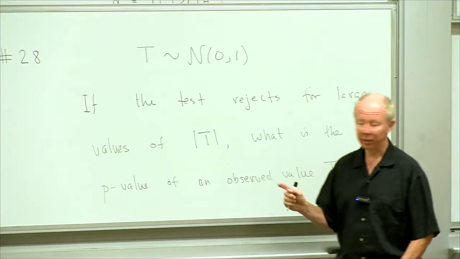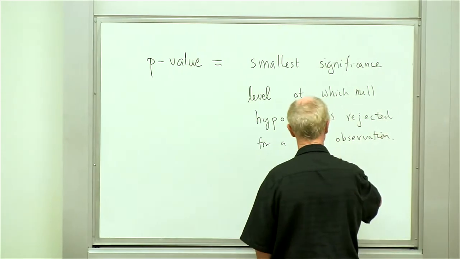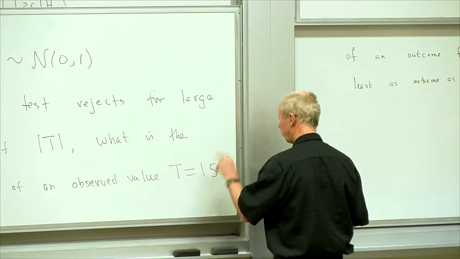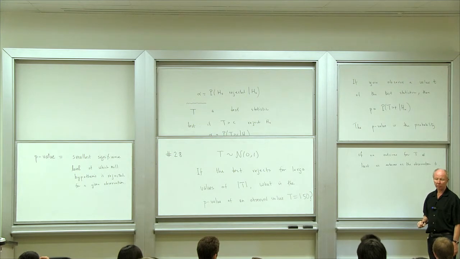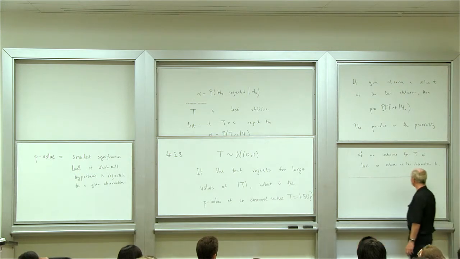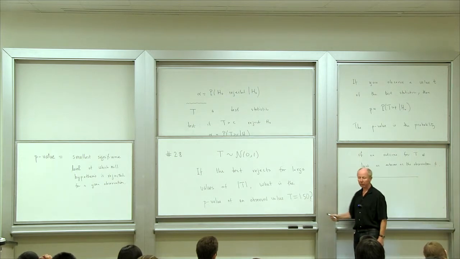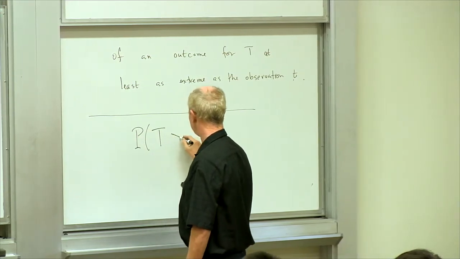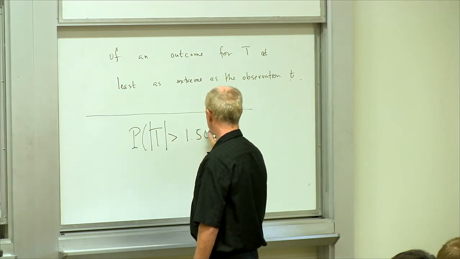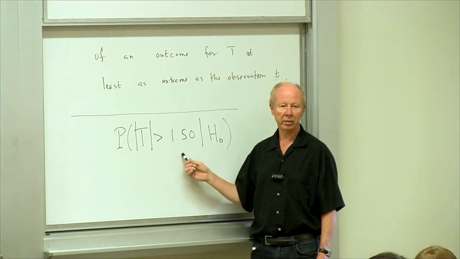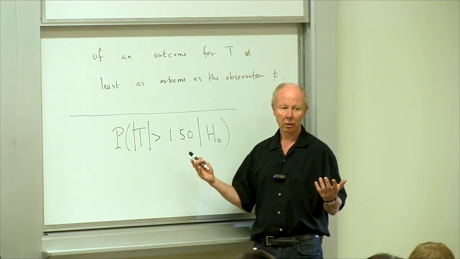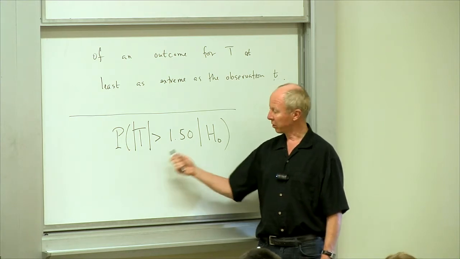So the p-value, again, is the smallest significance level at which the null hypothesis is rejected for that observation. So under what significance level would cause us to reject the null hypothesis if we see that? We could also view the p-value as the probability of an outcome for t at least as extreme as the observed value of the test statistic. So what's the observed value of the test statistic here? What's this t? It's 1.5. So what's the probability of an observation at least as extreme? Well, the observed value is at least as extreme as that. We reject for large, so extreme would be larger, right? So this is the p-value.